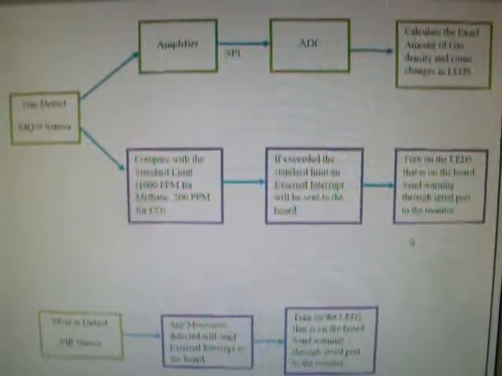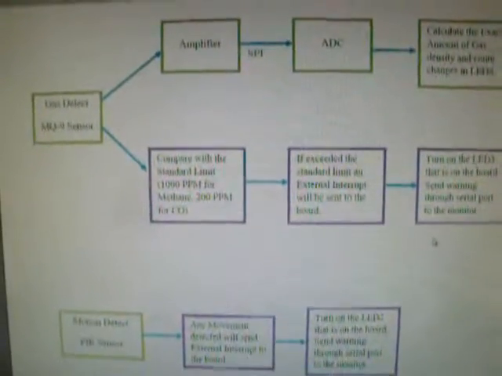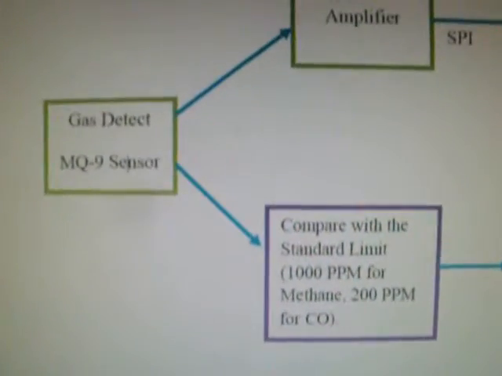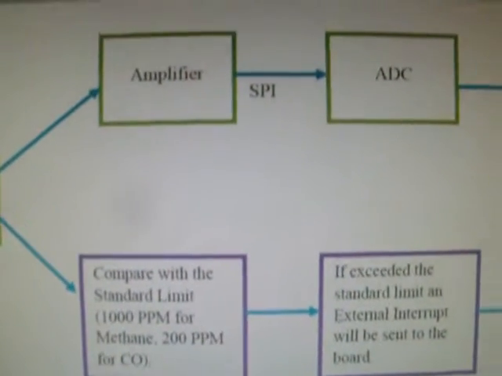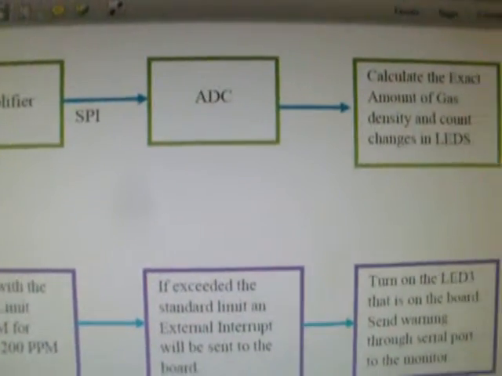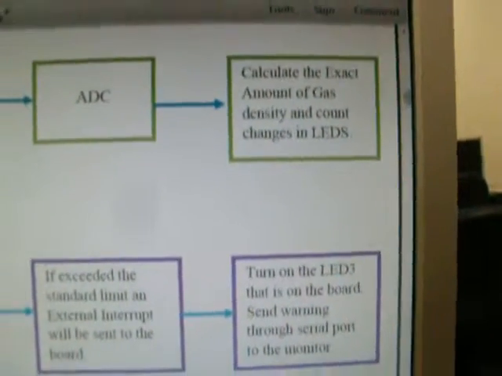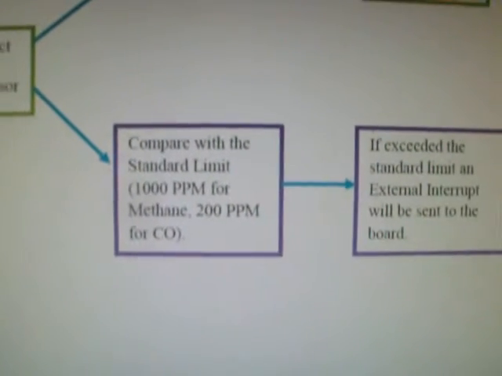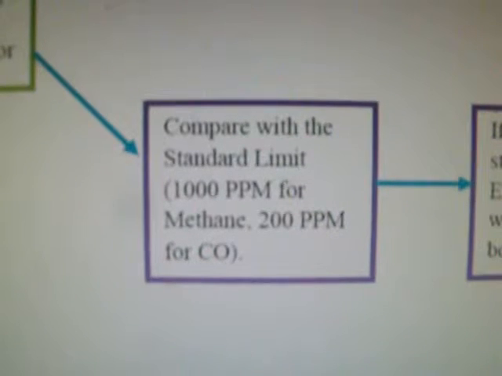As you can see, there are two different sensors. The first one is the gas detection sensor that we implemented in two different ways. The first way, we use the amplifier and ADC part to calculate the exact amount of gas density in the room, and we use the LEDs to show the amount of the gas.